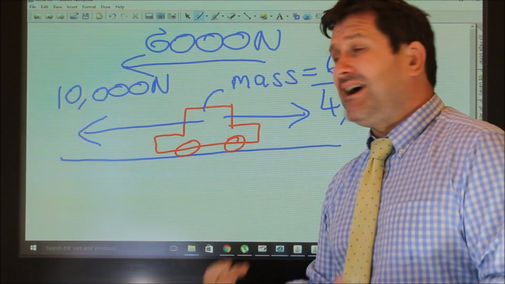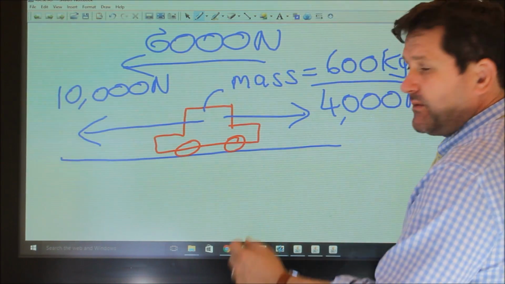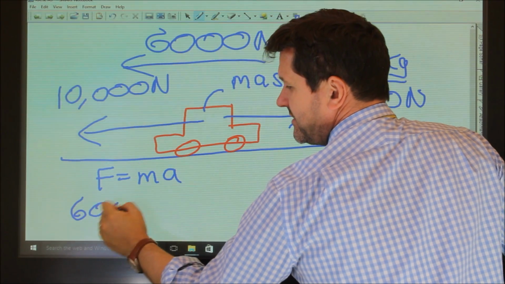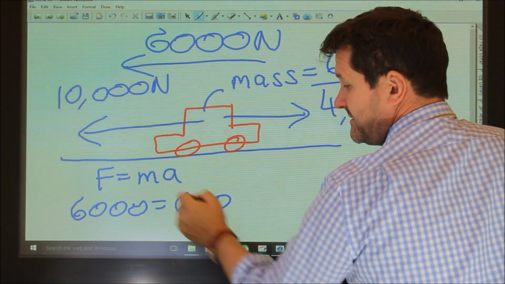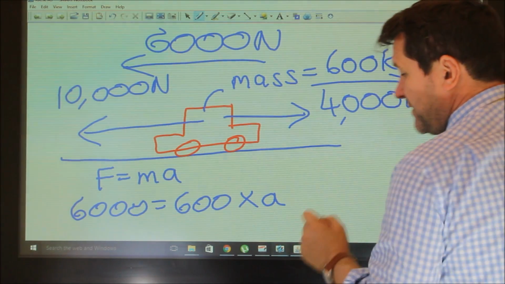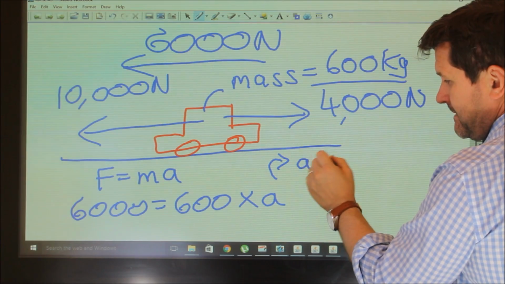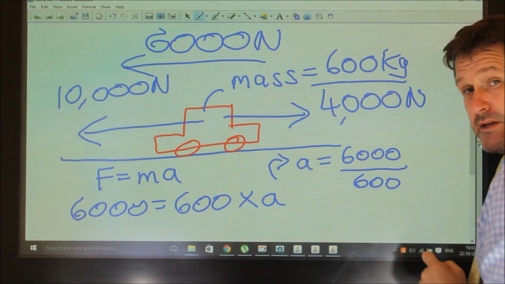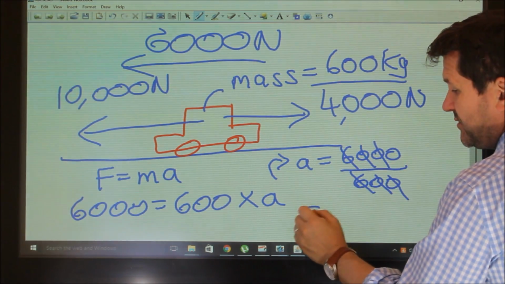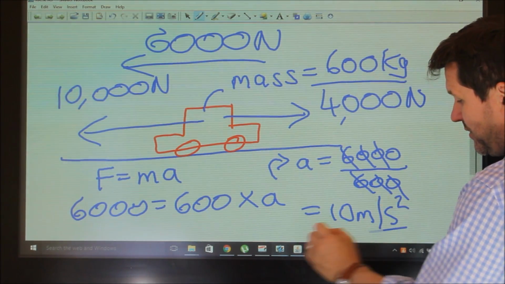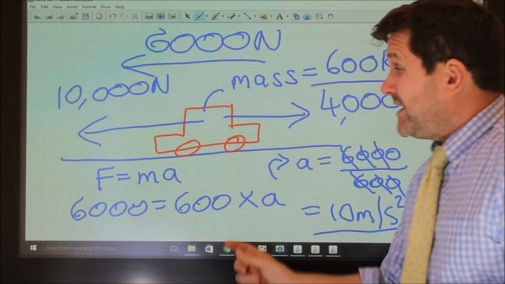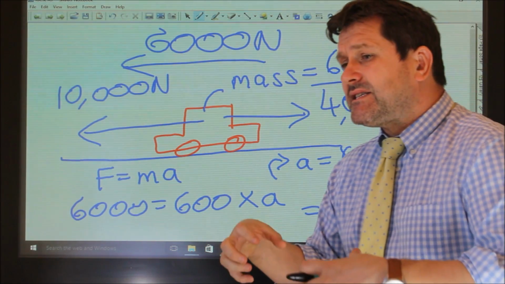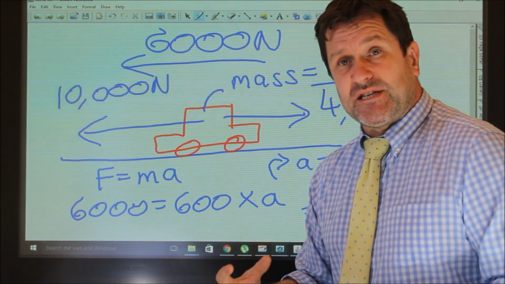So we could say, well, how fast will this car accelerate in that direction? So to look at it, we would say F is ma. The force is 6,000, and that equals 600, which is the mass, times a. So therefore a, divide both sides by 600, so it's 6,000 divided by 600, that equals 10 meters per second squared. So this car will accelerate at a rate of 10 meters per second squared in that direction. And now we're going to look at how this can get more difficult as air resistance increases.